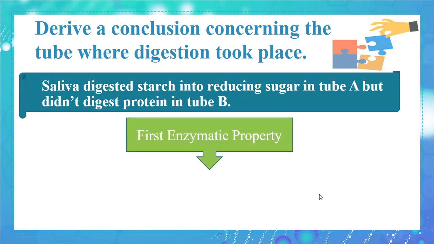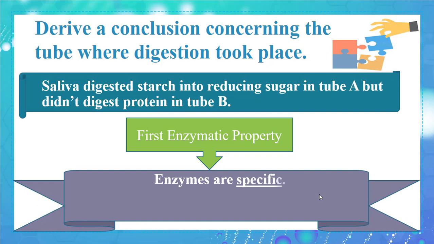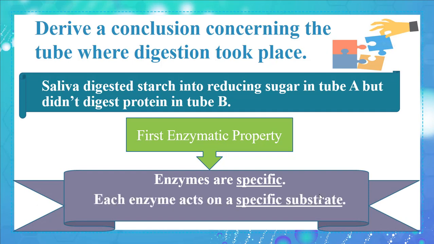So the first enzymatic property, enzymes are specific. Each enzyme acts on a specific substrate. So the salivary amylase in saliva is specific for starch and not for proteins.